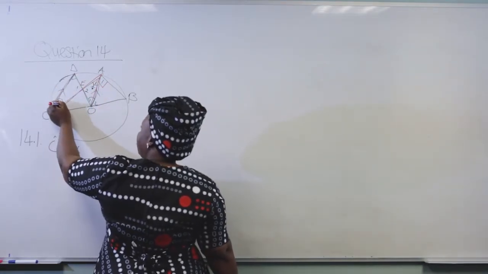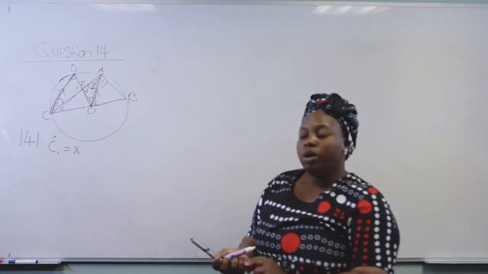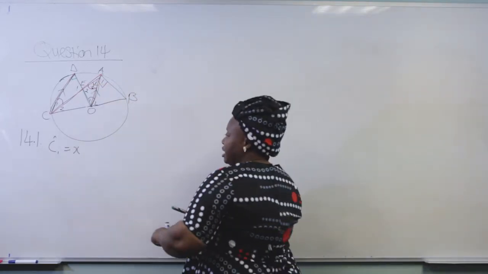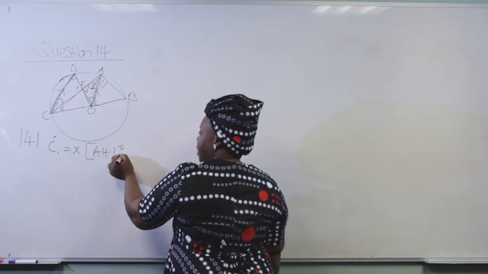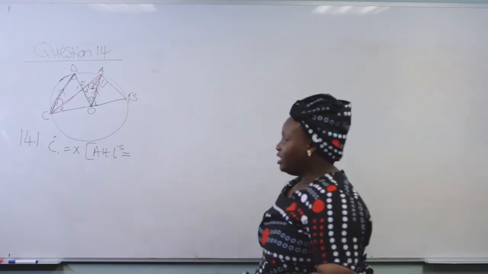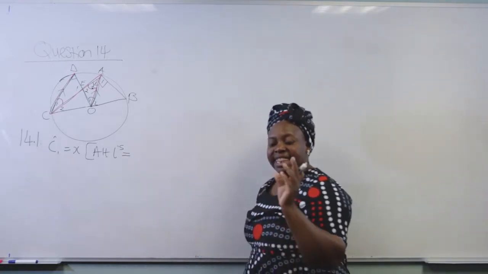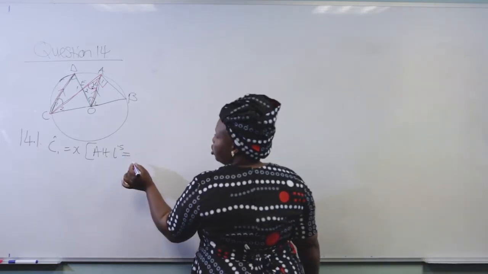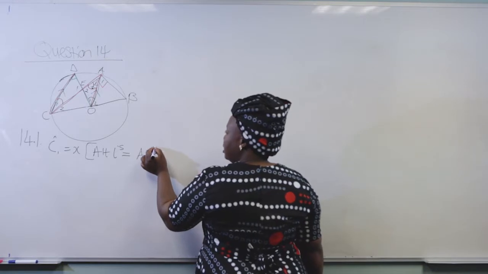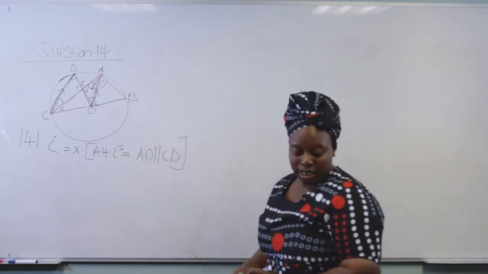You can see that C1 is equal to X indeed, as they say. Now, what will be the reason? The reason is that there are alternating angles that are equal. And if alternating angles are equal, you always have to specify the parallel lines that you are talking about. This equal sign is also important. So you need to say AO is parallel to CD. That's how you should reason that part.